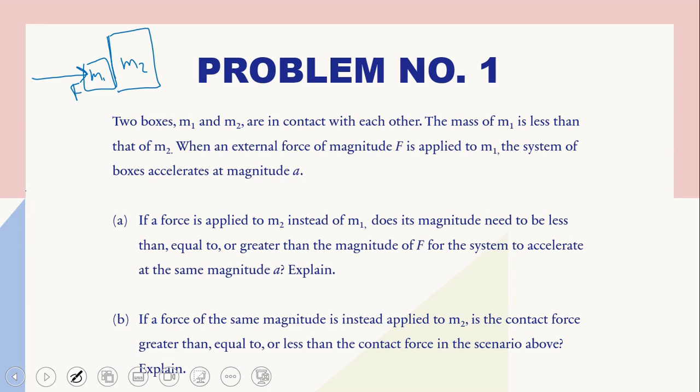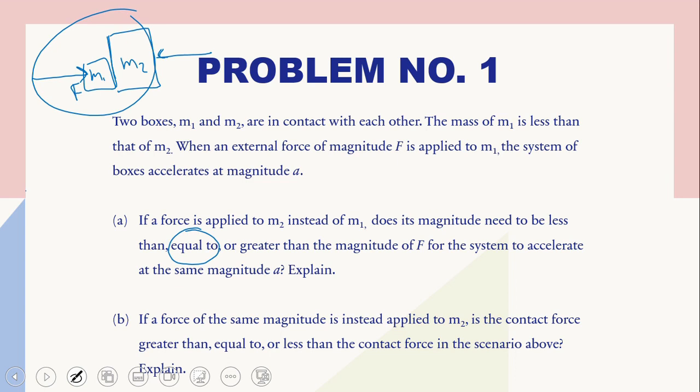When we push the system from the other side, like this, regardless of how the contact force in between the boxes might change, the behavior of the system as a whole will not change. Since we want the same magnitude of acceleration and we have the same mass as before, F must also remain constant. So we're going to say equal to.